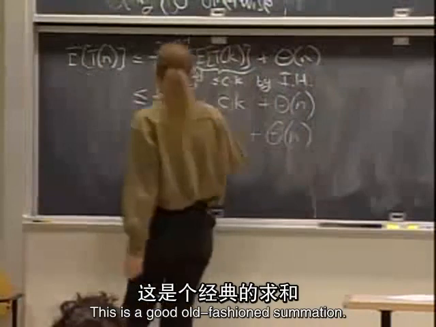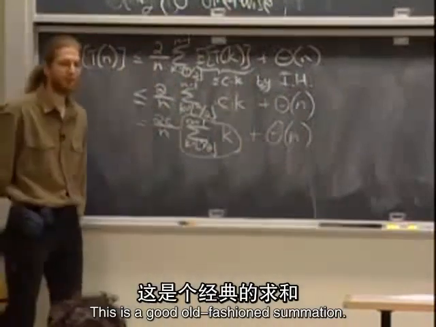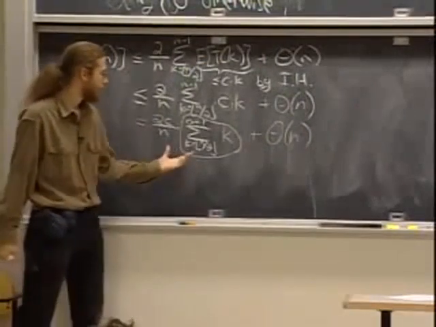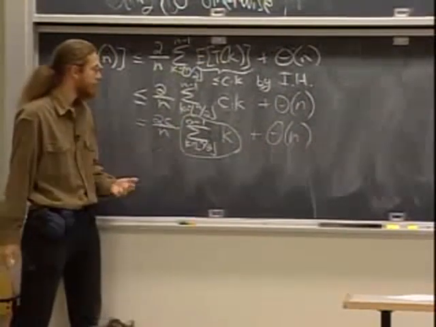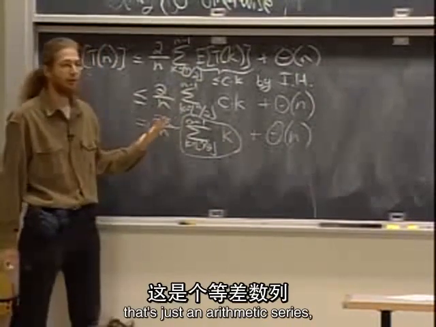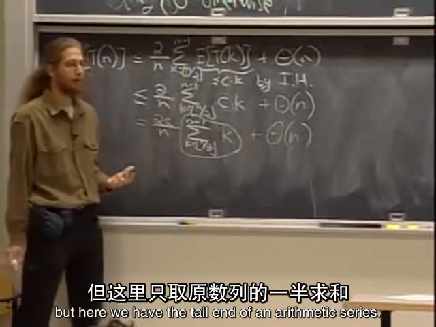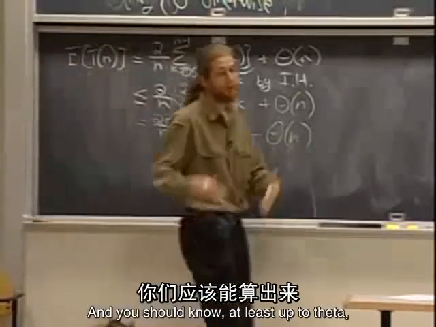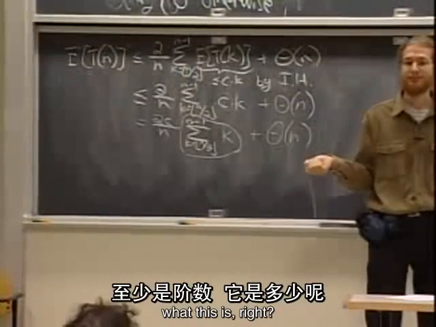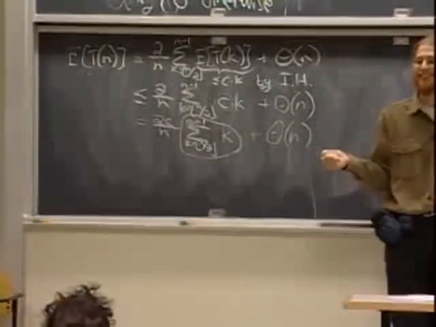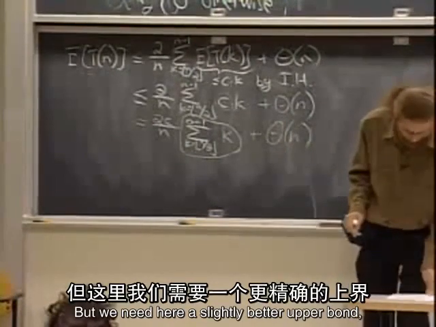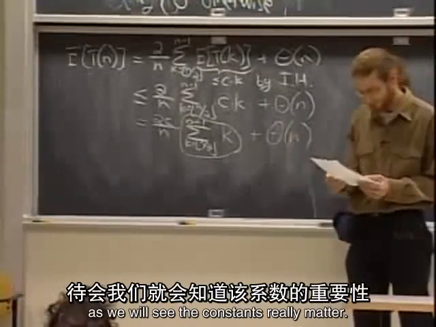Okay, this is a good old-fashioned summation. And if you remember your summation tricks, you should be able to evaluate this. If we started at 0 and went up to n minus 1, that's just an arithmetic series. But here we have the tail end of an arithmetic series. And you should know at least up to theta what this is. N squared, yeah. So it's definitely theta n squared. But we need here a slightly better upper bound. As we'll see, the constants really matter.